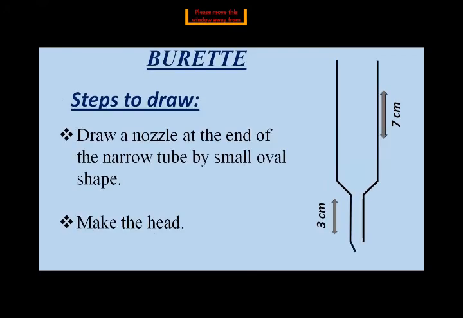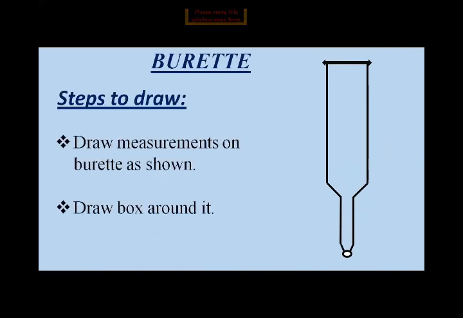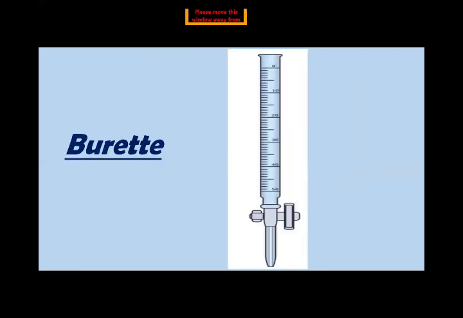Draw a nozzle. This is a nozzle. We will drop the liquid from it, and to control the liquid we will make a stopper. Observe the diagram. This is the stopper. Draw a measurement on the burette as shown. Draw a box. These are the measurements by which we measure different liquids using the burette. Okay, this is the actual picture of the burette.